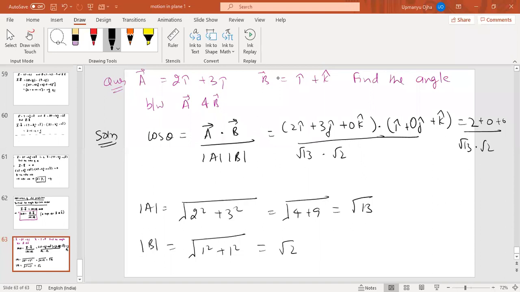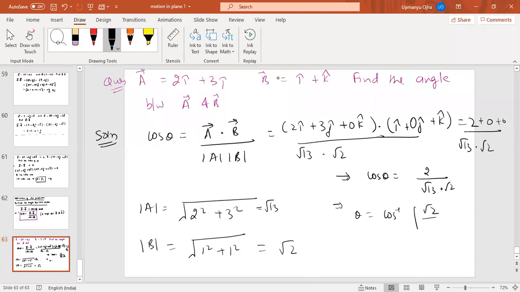Okay. So the cos theta will come as how much? Cos theta will come as 2 by root 13 into root 2, or we can write here as root 2 and 2 will cancel out, so theta equal to cos inverse of root 2 by root 13. This is the answer. Cos inverse of root 2 by root 13 is the answer for this problem. Okay, that is the angle between the two vectors.